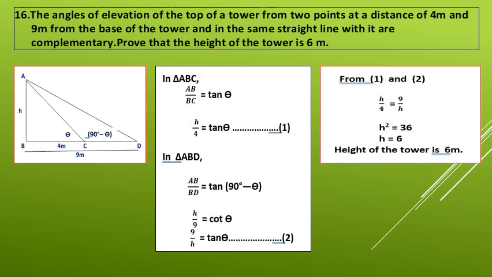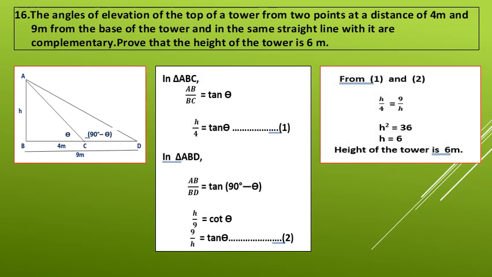So opposite by adjacent is tan theta. So tan theta is equal to AB by BC. AB is h and BC is given 4 meter. So h by 4 is equal to tan theta, that is equation number 1. Now in triangle ABD, tan theta is AB by BD.